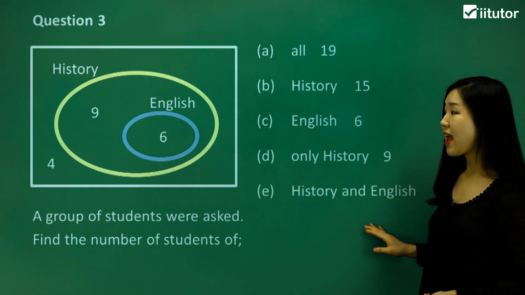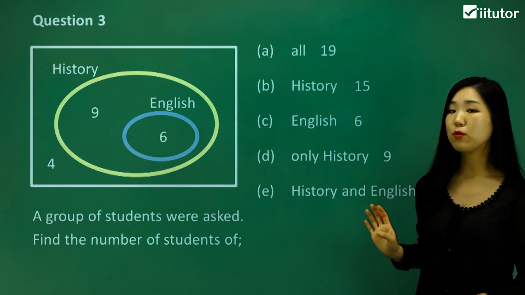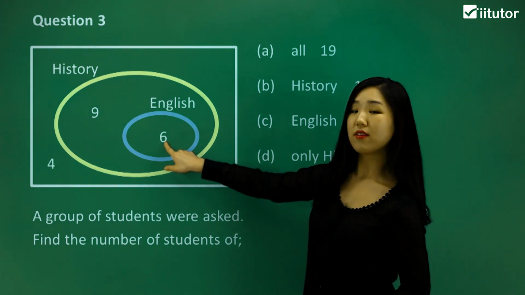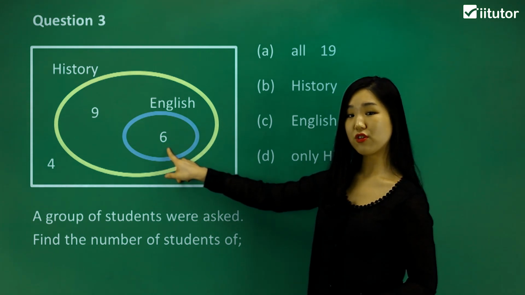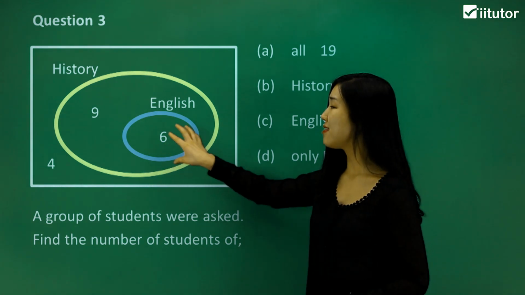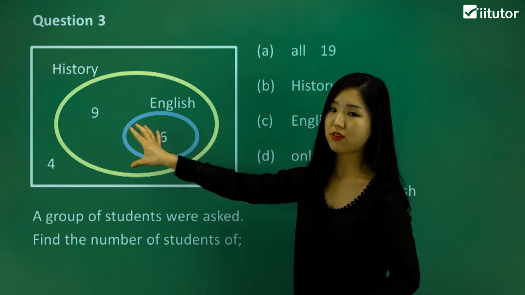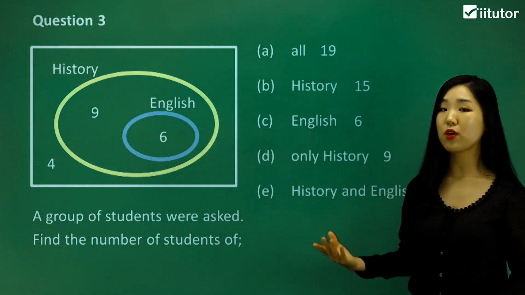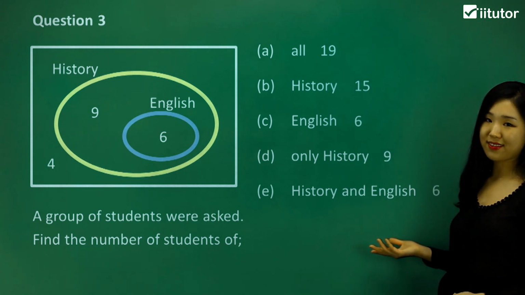Now, history and English, which means the people who do both history and English. Now see this circle here, the circle for English? There's 6 people who do English, but because this circle is within the history circle, these people also do history. So the 6 people do both English and history, so it must be 6.